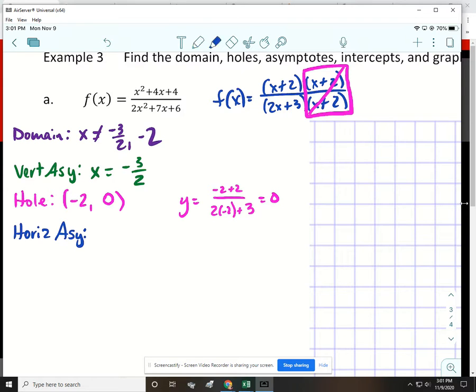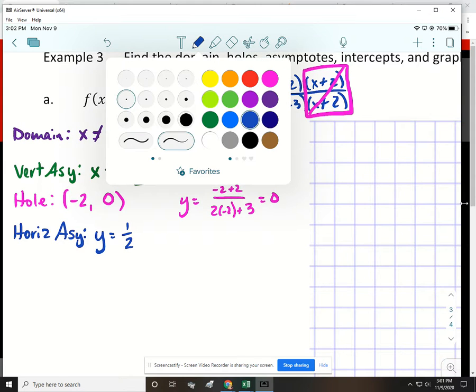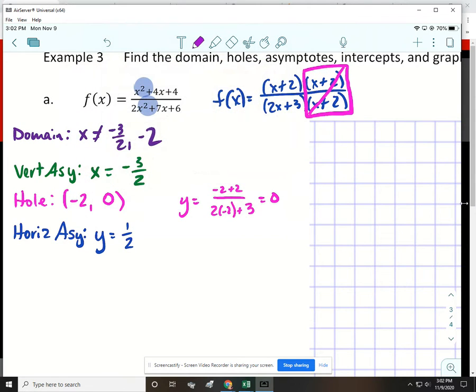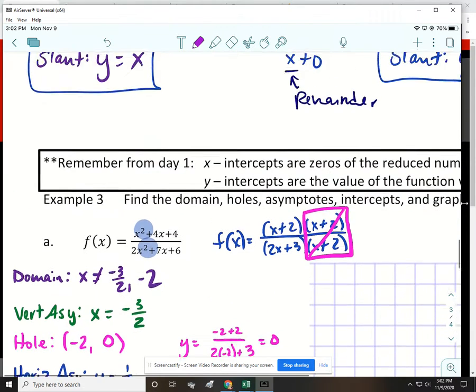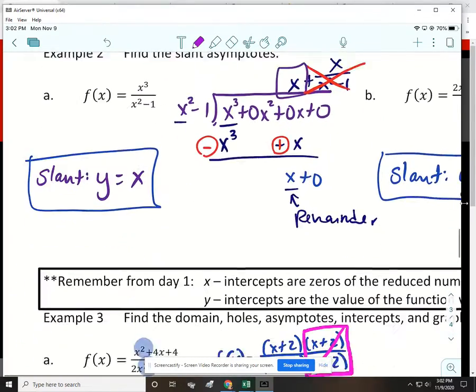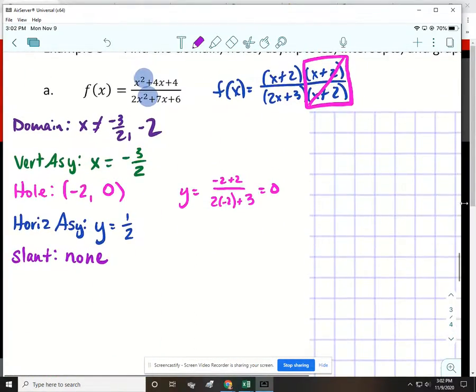So we look at the degrees of the numerator and the denominator. They are equal. When they're equal, we do the leading coefficient of the numerator over the leading coefficient of the denominator. Now, one thing that can help you save some time is that if there is a horizontal asymptote, there cannot be a slant asymptote. So we can automatically say none. Because remember, for there to be a slant asymptote, the numerator is exactly 1 more than the denominator. When that happens, there is no horizontal.